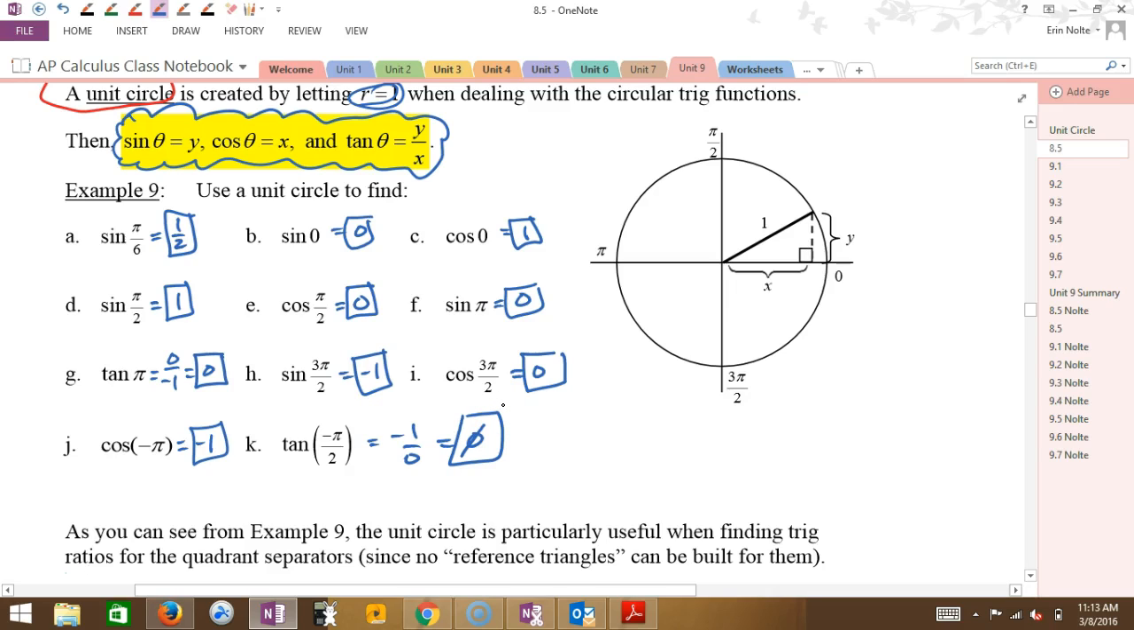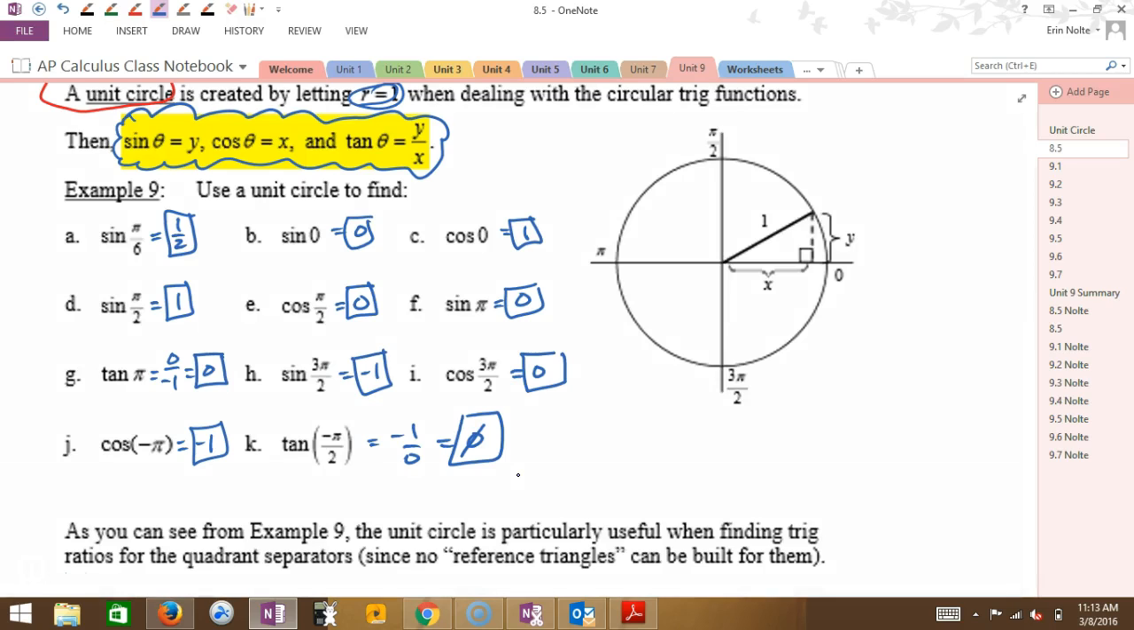If you were confused about what I just did, then I will attach a link for a video on how to understand the unit circle onto this OneNote. I have too many files, I'll fix that, so that you have a link.